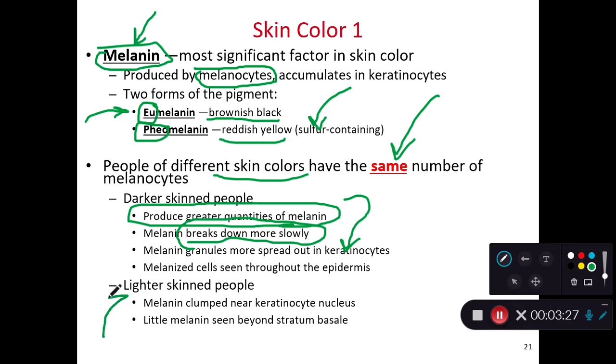Individuals with fair skin or lighter colored skin are going to have melanin dumped near the nucleus of the keratinocyte, and that's going to cause the melanin to not be present as long. It tends to break down a little bit quicker. We can still see a little bit of melanin beyond the stratum basale. Think of a fair skinned or Caucasian individual who gets a tan in the summer. It's still possible.